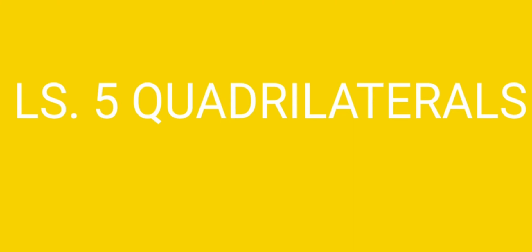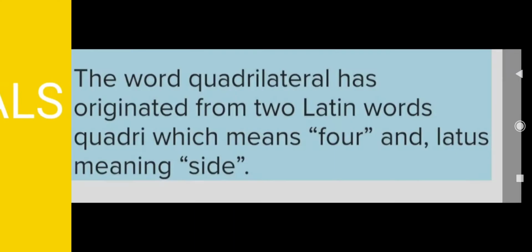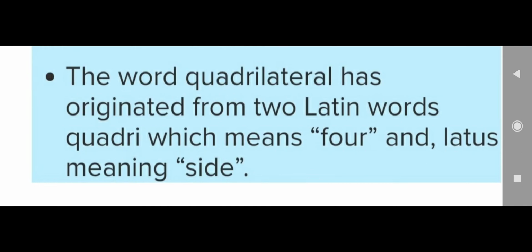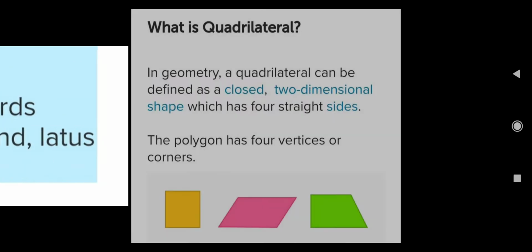Hello students, today let us start with the fifth lesson, 9th standard geometry, that is quadrilaterals. First let us see what is meant by quadrilateral. The word quadrilateral has been originated from two Latin words, that is quadri and latus. Quadri is 4 and latus is side. The figure having 4 sides is called as a quadrilateral. The origin of this word is from the two Latin words.